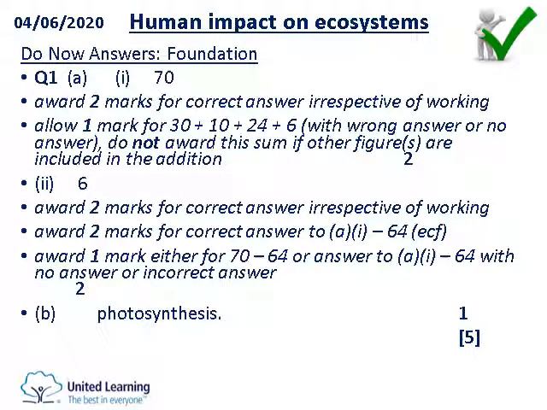This is the mark scheme for the foundation. You should have got 70 for the first one. So all you need to do is just add together all of those figures to get 70. If you showed your working out, but you didn't get the right answer, you'd still get 1 mark.